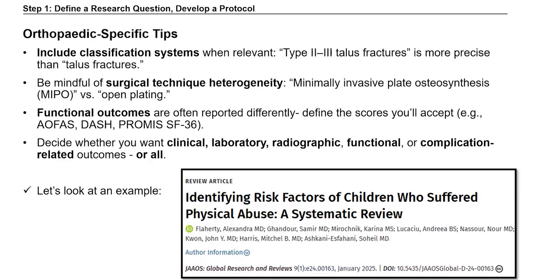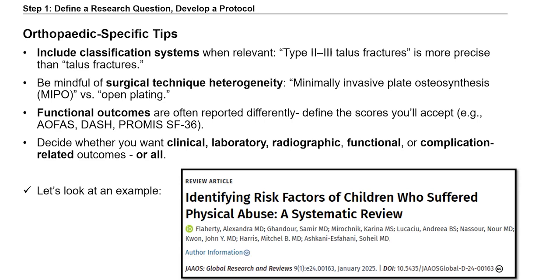We should always be mindful of surgical technique heterogeneity. For example, sometimes you are comparing MIS, or minimally invasive surgery, with open surgery. So is it within our scope? Should we compare them, or is this something that adds bias to our study?